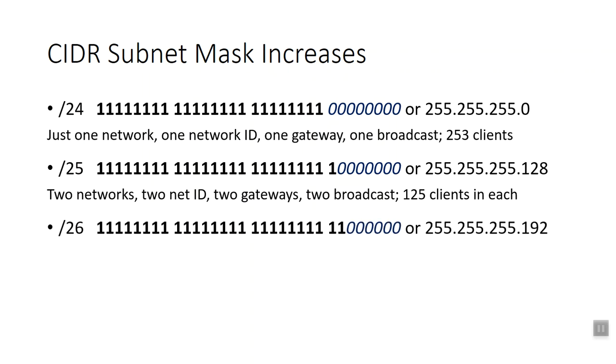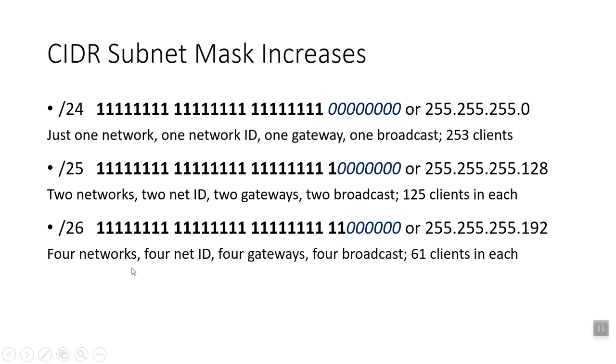If we slide one more place, we've slid 2 places over from a /24. We have 6 zeros. This decimal value, 11000000, is actually 192. So the subnet mask value increases. But we have 4 networks. So we've doubled the number of networks from /25 to /26. But we've cut in half the number of clients that can be accommodated in each.